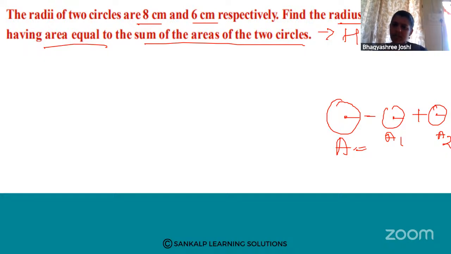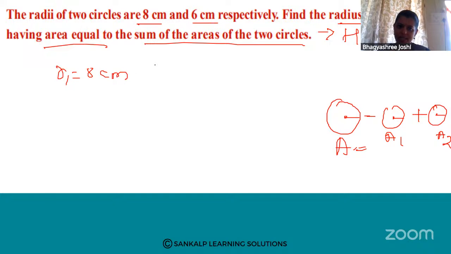Yes, so this is homework. Just now only I did. So in the same way you have to solve this. This is homework for you, right? Yes. So area they have given, and the radii, that means R1 value is 8 centimeter and R2 value is 6 centimeter.